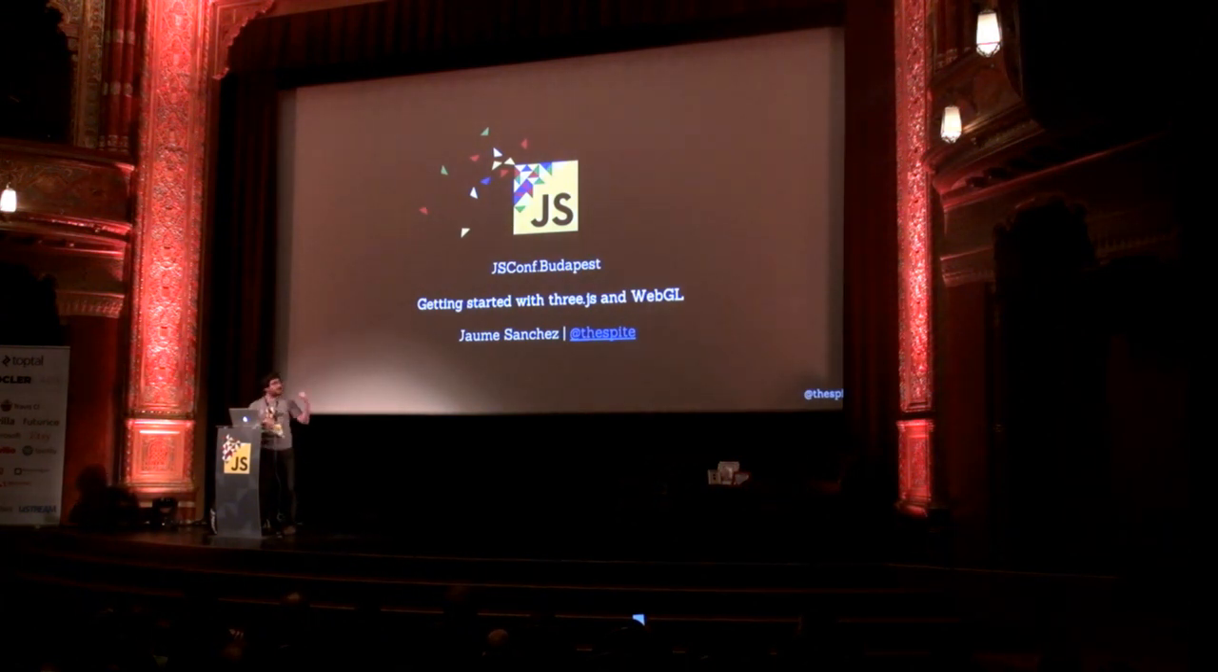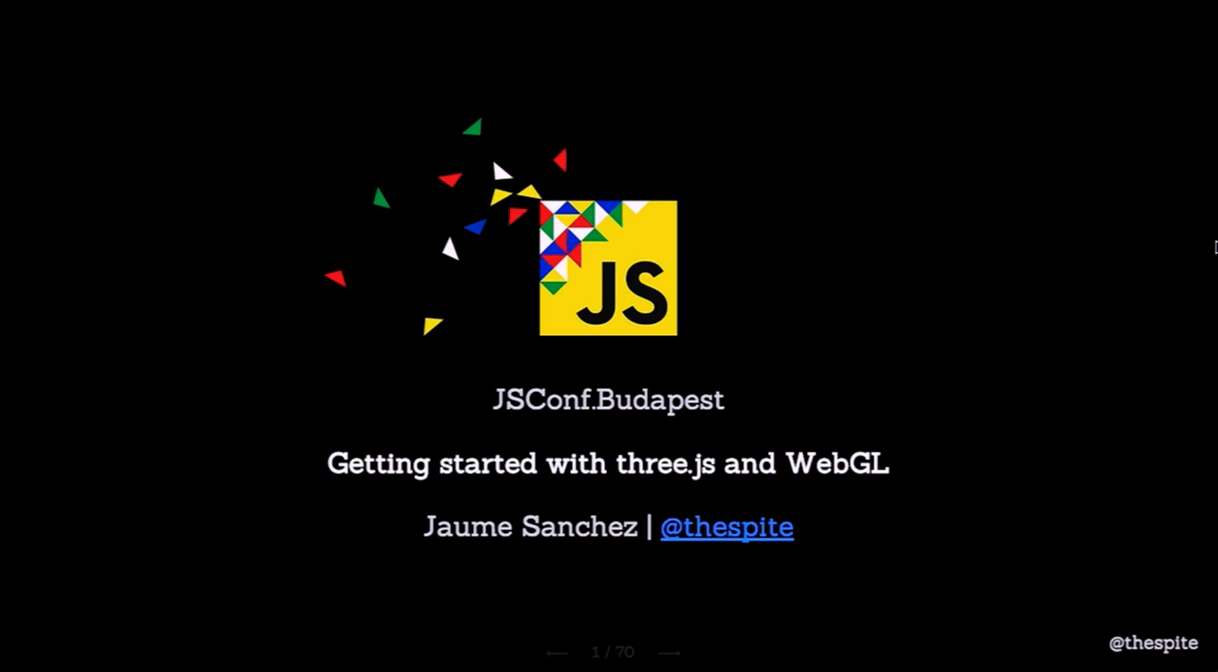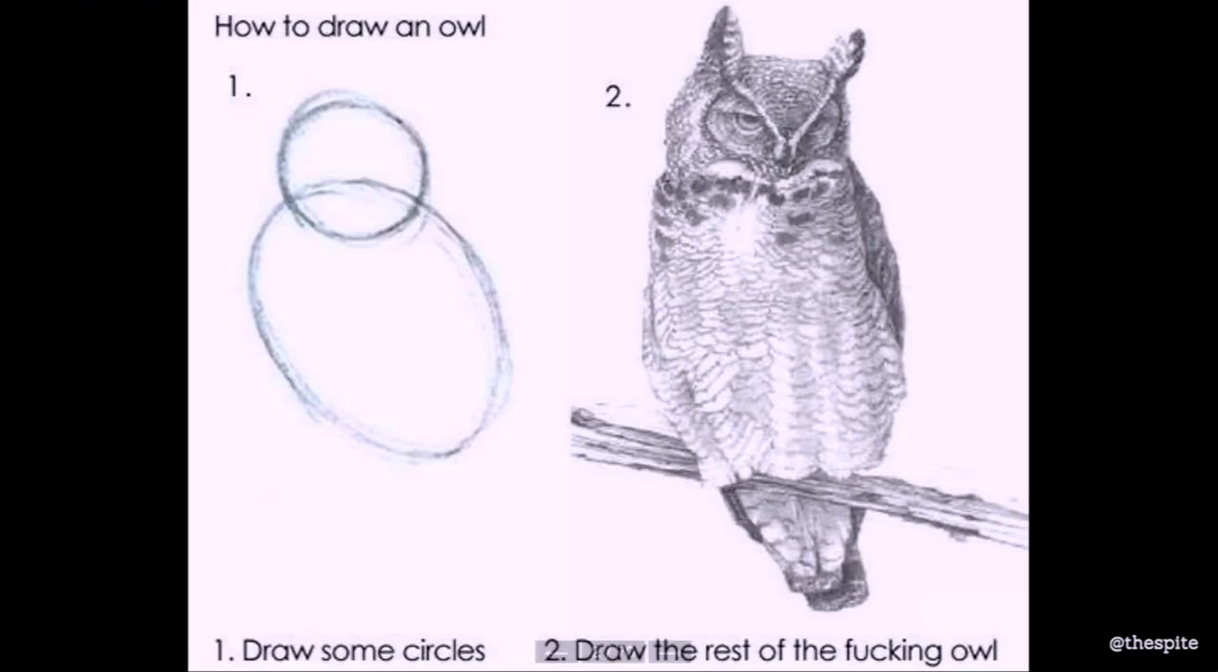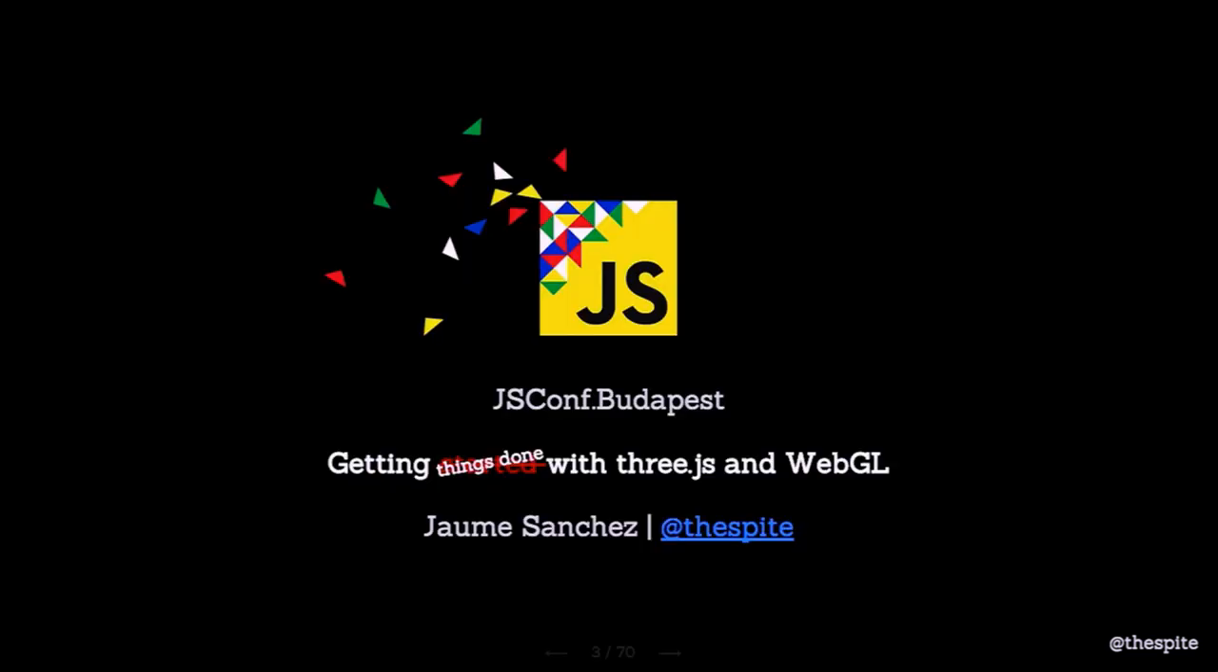So as you can see, the name of my talk was Getting Started with Three.js and WebGL, but I had this thought. Are you familiar with this drawing? I had this impression that with everything that's getting started, it's like, OK, I'm done. I've got a spinning cube. What do I do now? So it's actually going to be Getting Things Done with Three.js and WebGL, and hopefully we can get to that. So we're going to do some unit testing first to check that the talk is actually working.